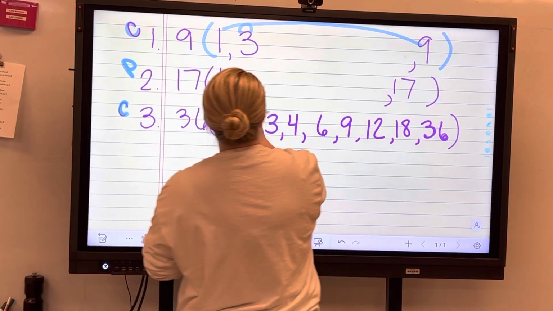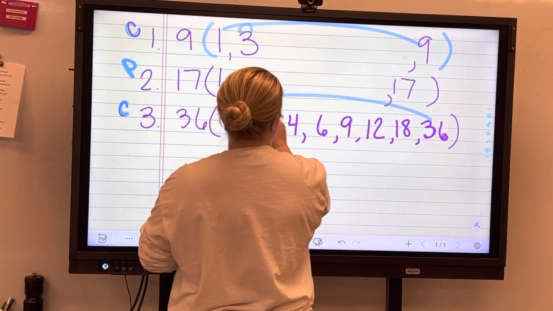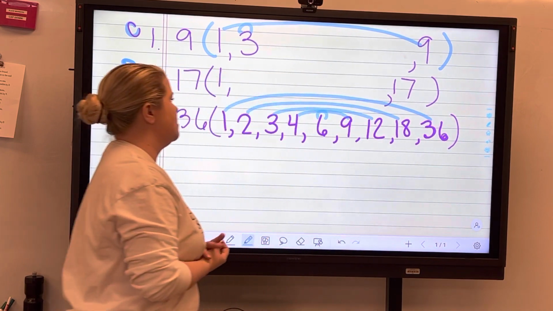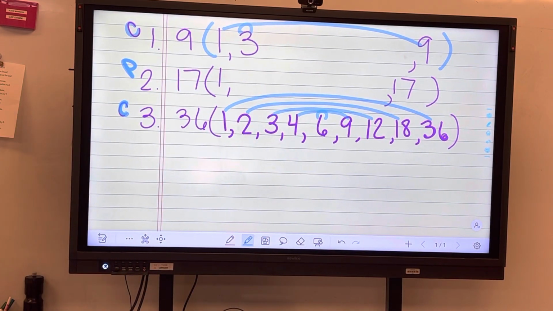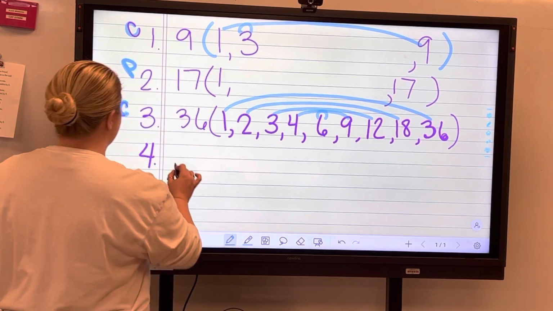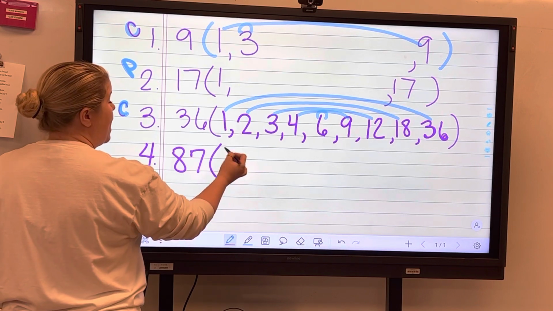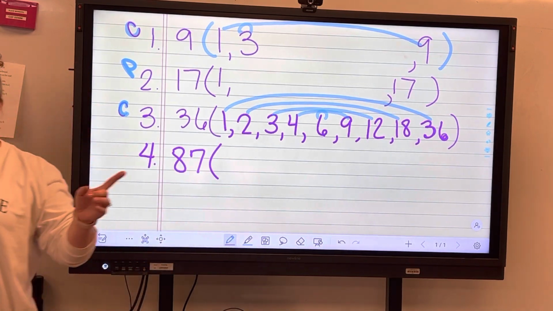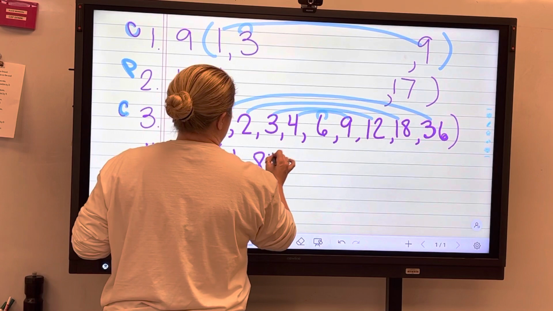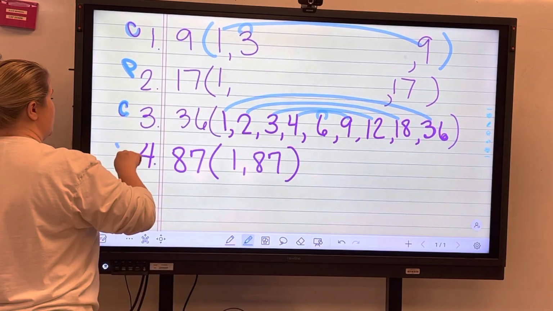Good, Addison. So now, just to help y'all, I'm going to do 1 and 36, 2 and 18, 3 and 12, 4 and 9, and then 6 and 6. And Addison said it started repeating, so we're done. We're done finding our factors. All right, let's look at number 4, which is 87. It's prime. Good. 87 is prime. If Ivy Kate said that it's prime, what are its factors? 1 and 87. That's it. Because it is a prime number.